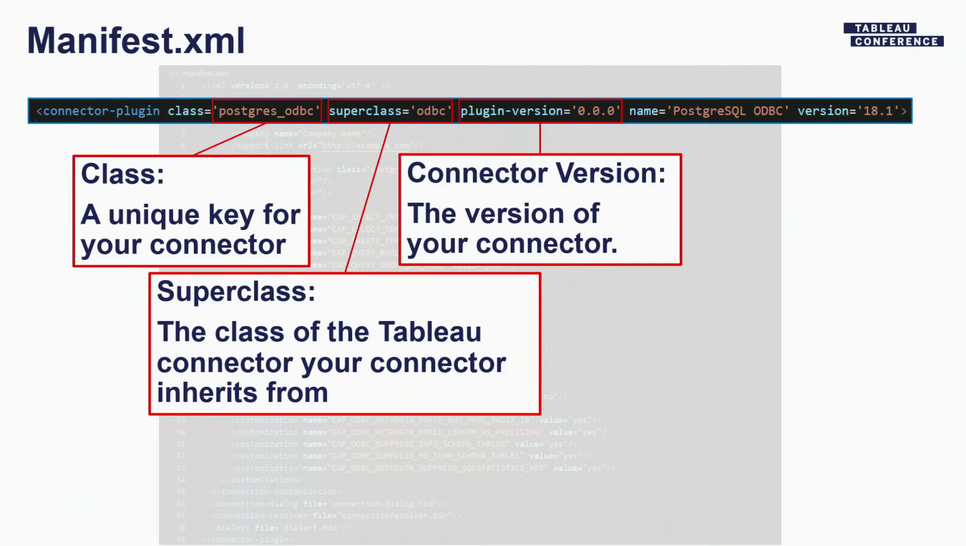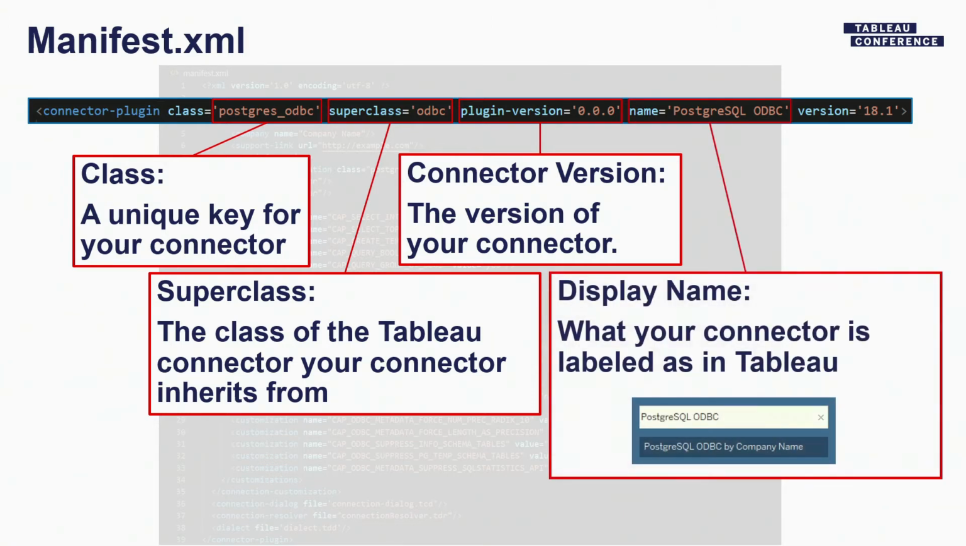And you can give your connector a version. So that's a good idea. When you have a version number, then when you upgrade, people will know which version is newer, and they will know which versions they should use. And display name is what we show on the connection pane.